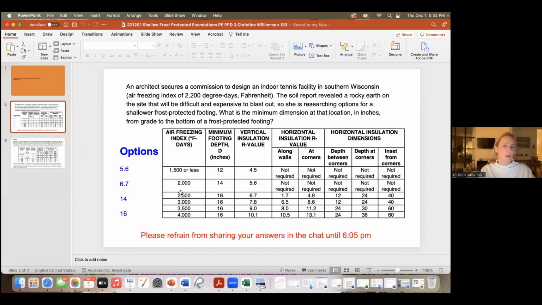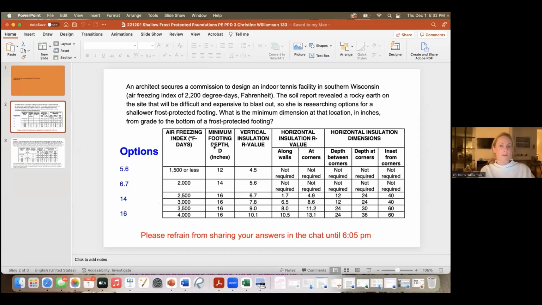But this is the number of days where it's freezing. So we want to round that up to be safe, right? To be conservative. We don't want to round down, we want to round up. And so we're going to look at the 2500 row in our column, and then it gives us all of these nice things here.